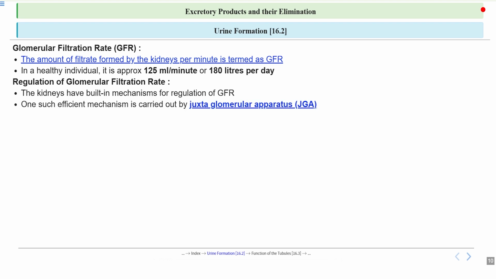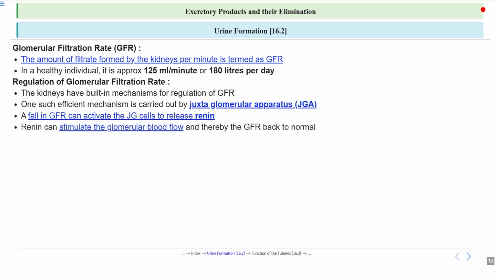One of the most efficient regulatory mechanisms is carried out by the juxtaglomerular apparatus, or JGA. Think of the JGA as the kidney's own control center for filtration. If GFR falls, the cells in the JGA are activated to release renin. This is like an alarm system that helps bring the filtration rate back to normal. Renin stimulates glomerular blood flow, which helps restore the GFR to its normal level. This feedback is essential for maintaining the body's internal balance.